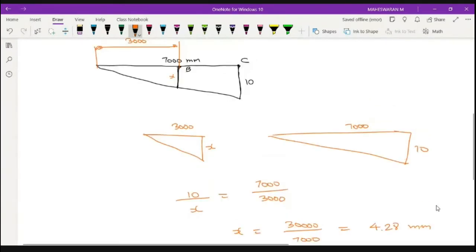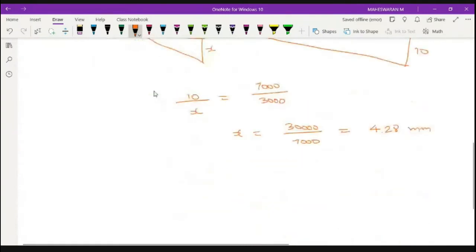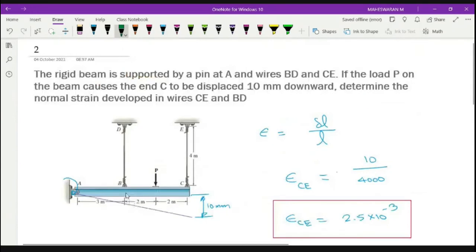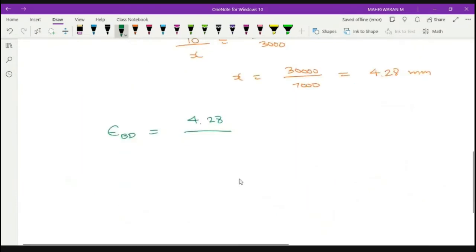What is my strain formula? Strain equals change in length divided by original length. Change in length is 4.28, so this deflection is 4.28. That's what we identified. Right? What is my original length? 4000. Right? So divided by 4000. So what is the value you are getting? 4.28 divided by 4000. So you're getting around 1.07 into 10 to the minus 3.